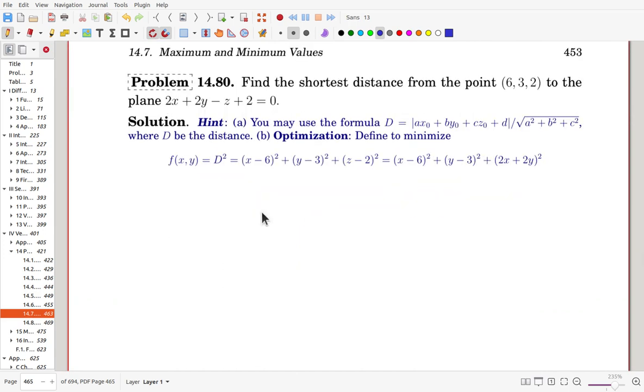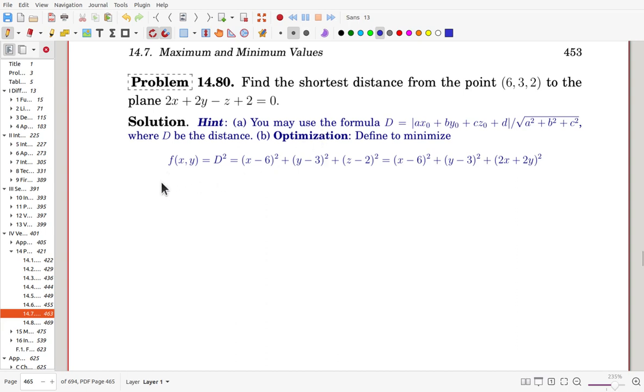Find the shortest distance from the point (6, 3, 2) to the plane. You may try to find the answer by using the formula you learned in high school. The formula is given in this way. Or now we may try to use the optimization technique.